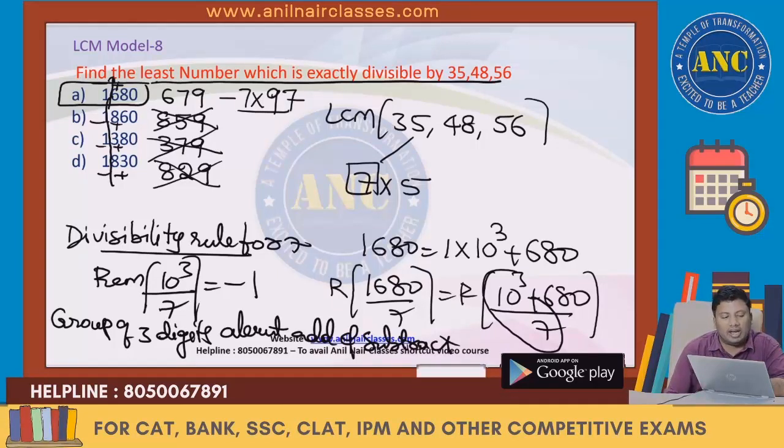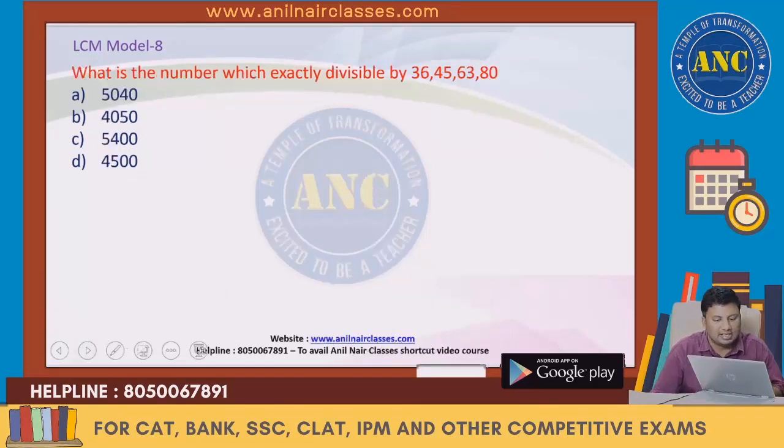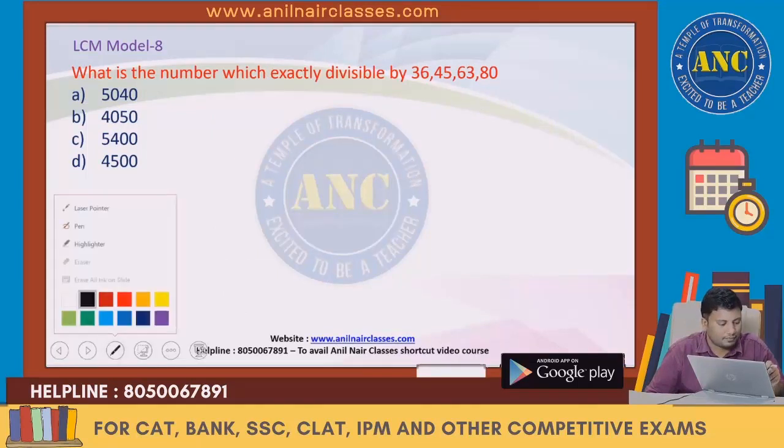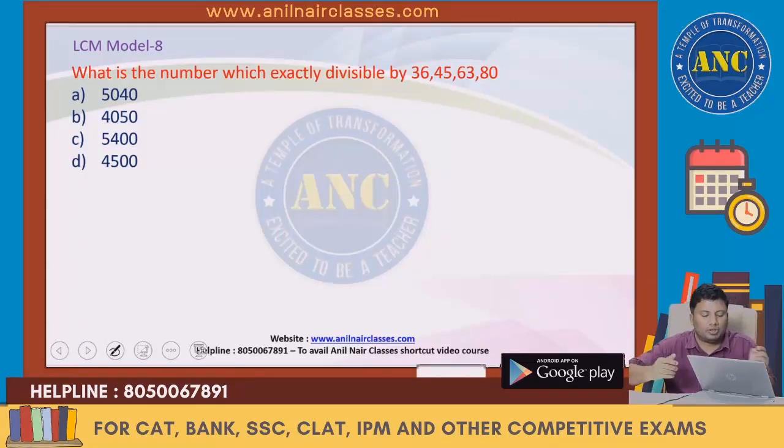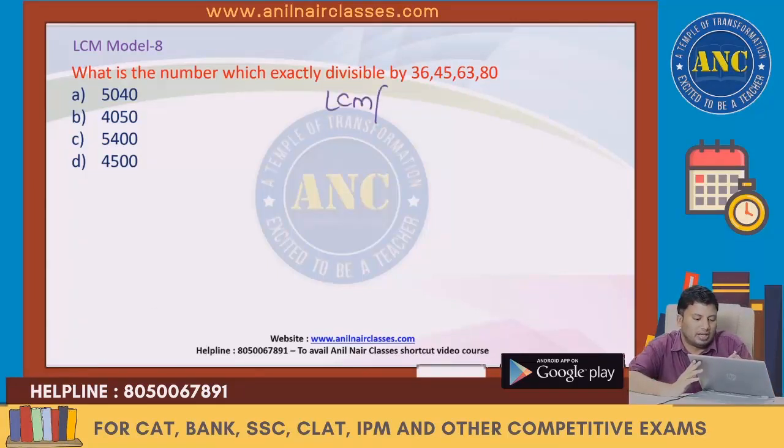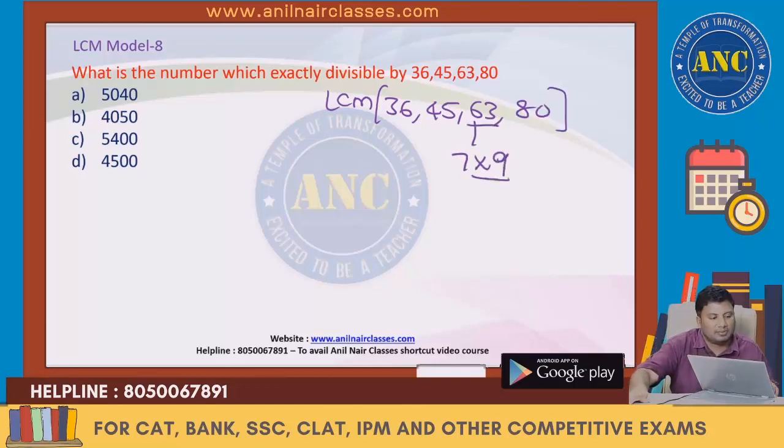If more than one answer option is there, then I will go for it. 48. If more than one answer option is there in my next few questions, idea is clear. Now see here. Now once you understand, I am sure you will be able to solve. It is nothing but the LCM of 36, 45, 63 and 80. 63 is 7 into 9. All the numbers' digital sum is 9.